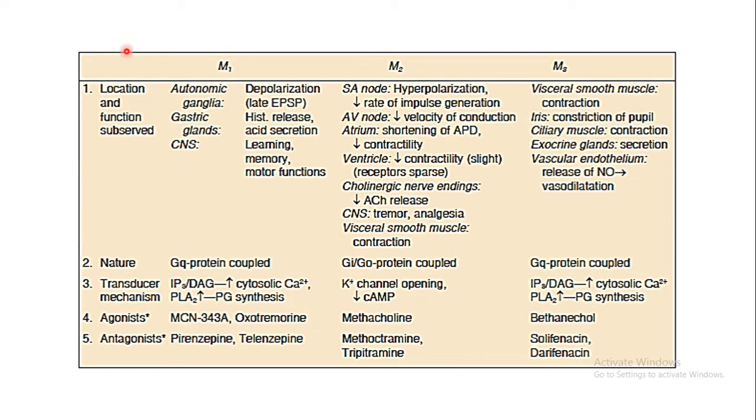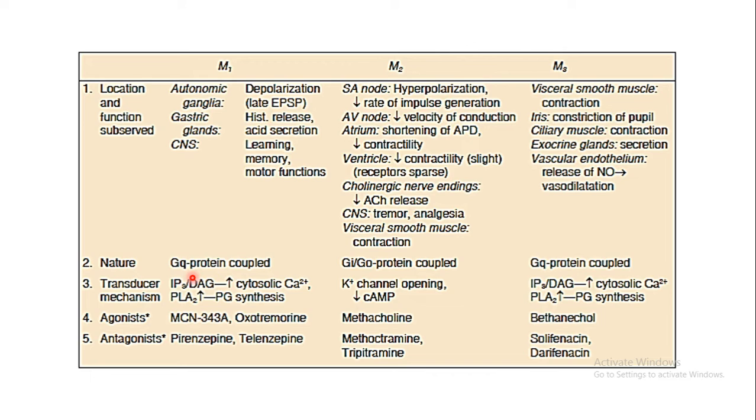Okay, so to start with the first type, that is the M1 receptor. There are multiple locations. The first one is the autonomic ganglia. Here it results in depolarization, so it will stimulate the autonomic ganglia, and wherever it is supplying, that area will get stimulated. Then the gastric glands. Here it results in histamine release, or acid secretion is promoted as a result of stimulation of the M1 receptor in the gastric glands. In the CNS also M1 receptors are present, and here they subserve learning and memory, and motor functions are also carried out in the CNS by the M1 receptor.